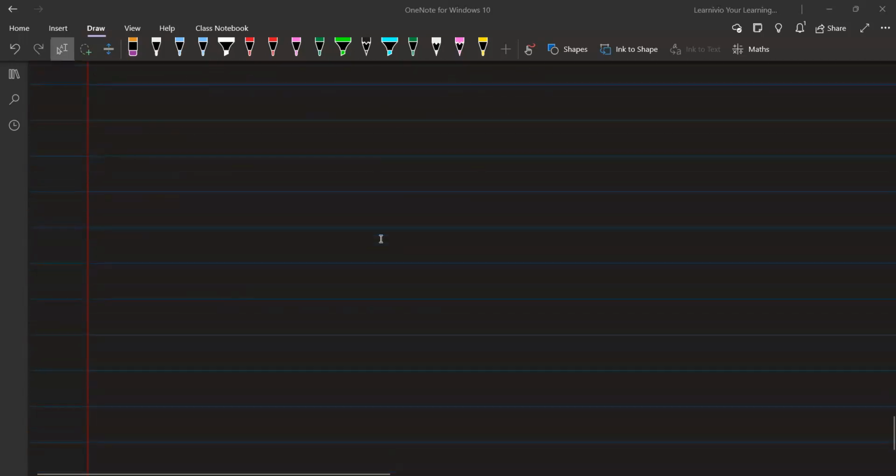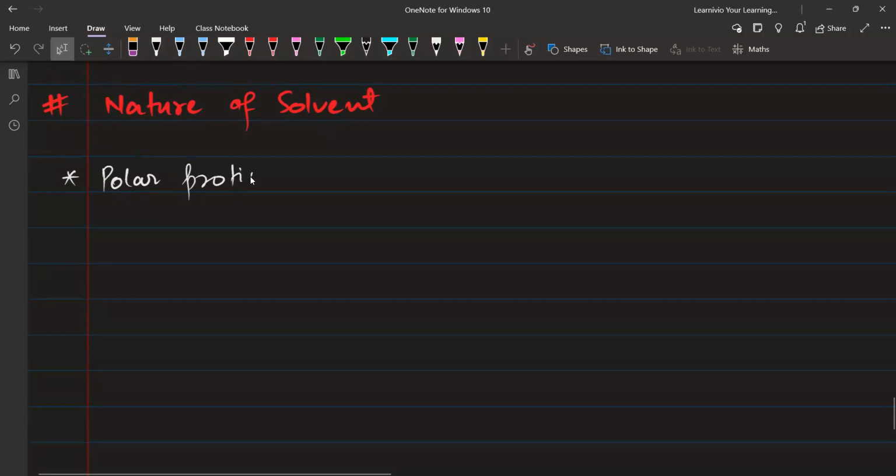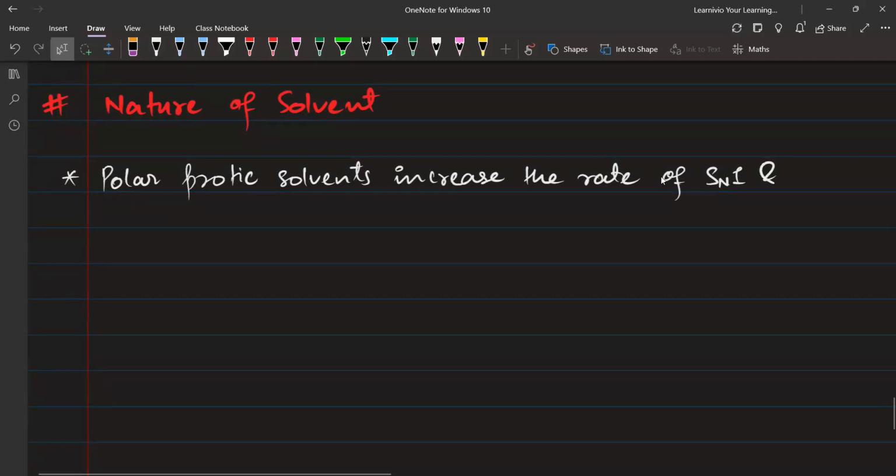Next लिखिएगा nature of solvent. यहाँ पे लिखिएगा polar protic solvents increase the rate of SN1 and hinder the reactivity of SN2.